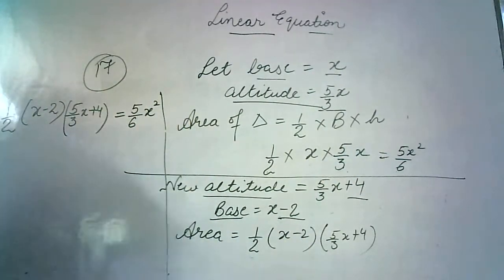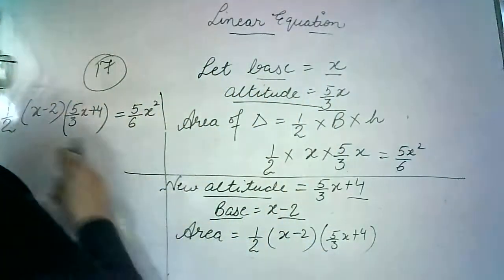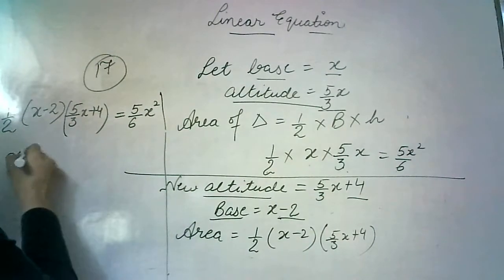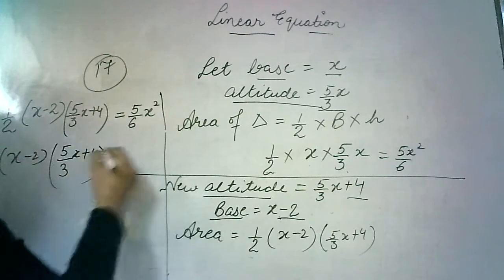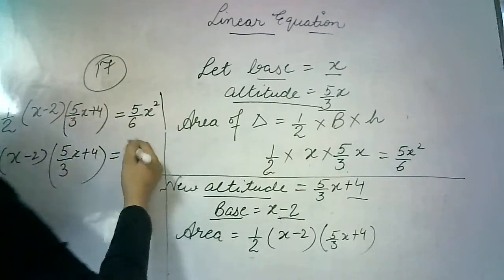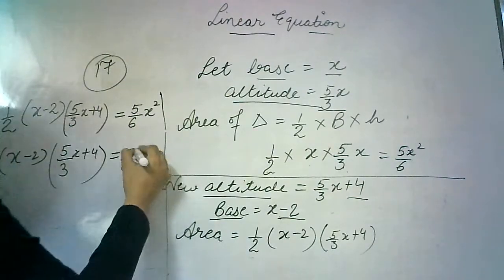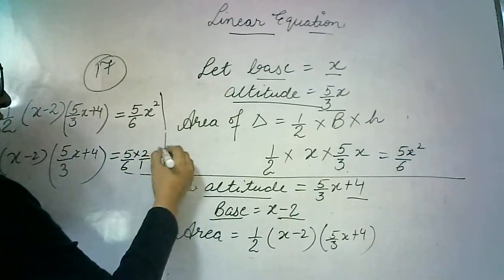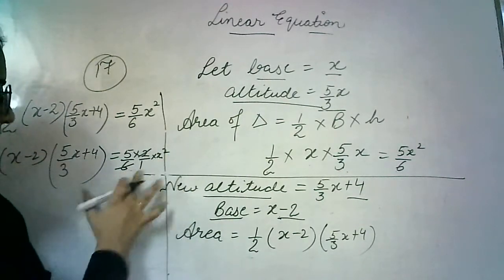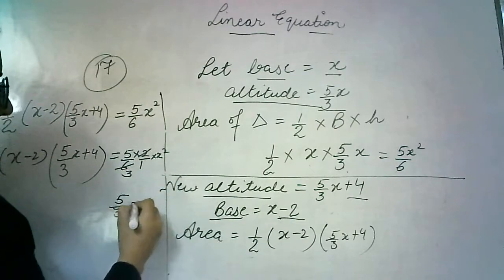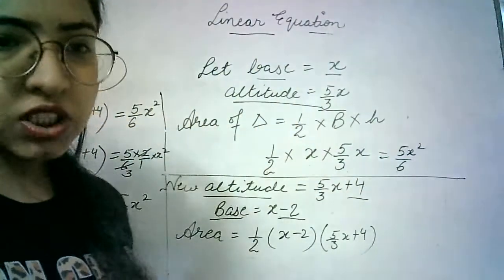Okay, both are equal. So what we can do, just solve it. How will we solve? Half will go that side. Left part will remain the same. It will be 5 by 3, 5 by 6, 1 by 2 will be 2 by 1 x square. So you can cancel. It will be 5 by 3 x square. Okay, now just solve this.